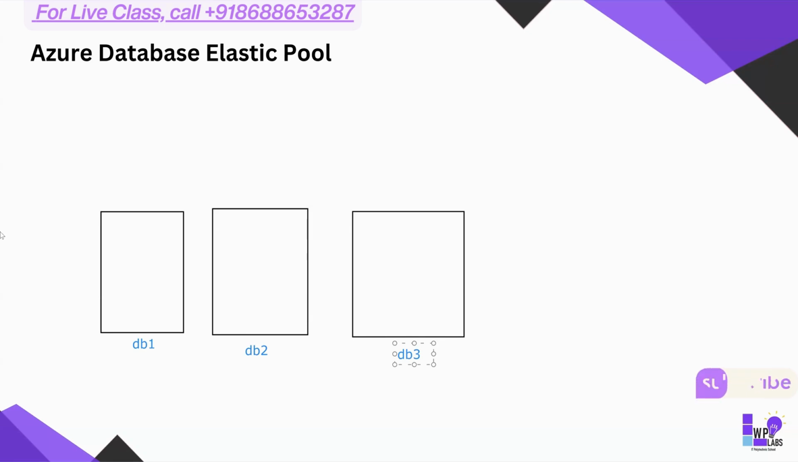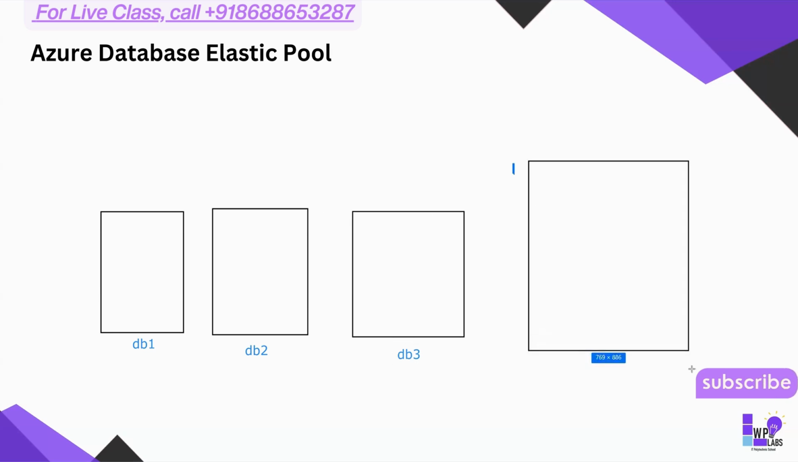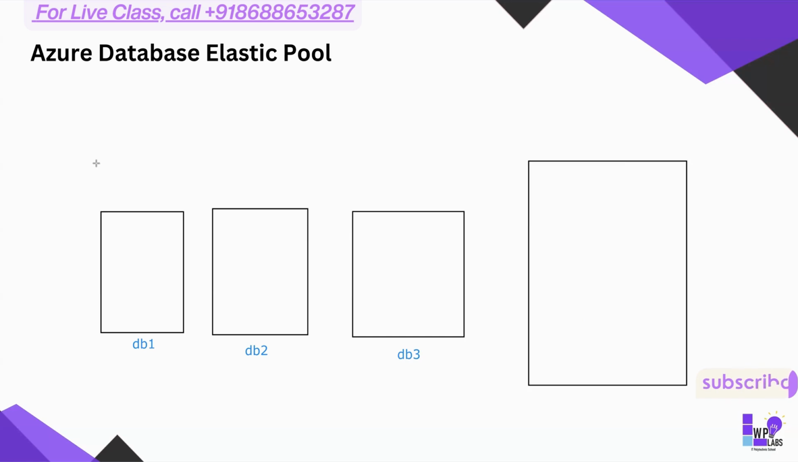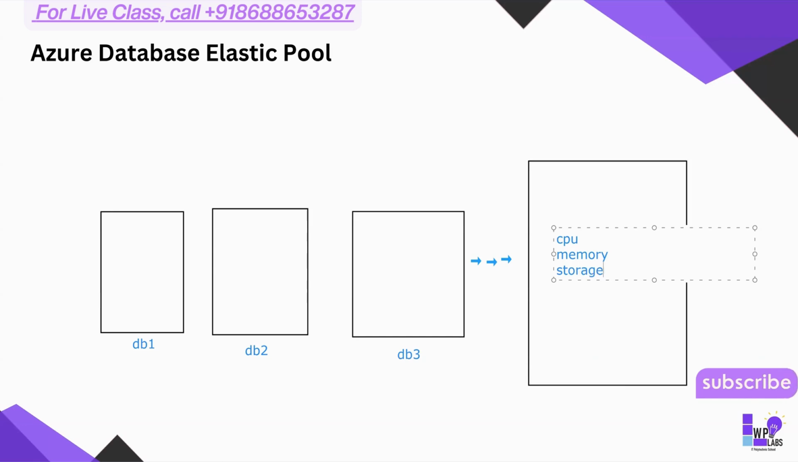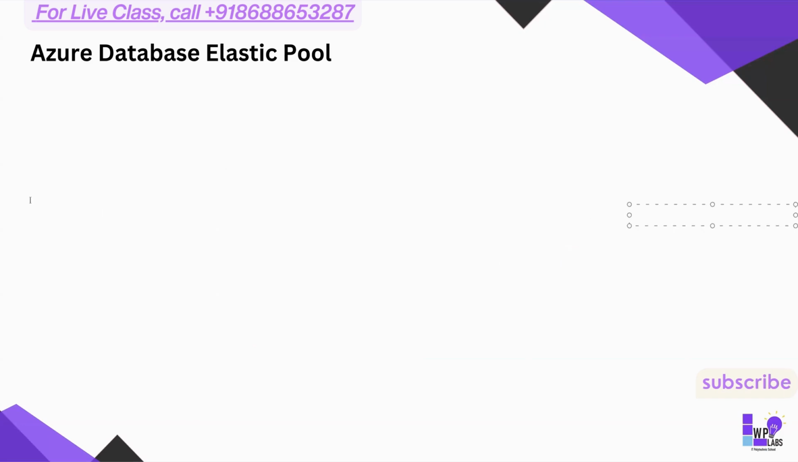This is where the elastic pool comes in. An elastic pool can combine all these databases together, so that the pool has the CPU, the memory, the storage and all, and the databases can share all the resources together. What that means is that if one website needs more power, it can borrow from another, but they will still have enough resources to keep on running. So that is about Azure Database Elastic Pool.